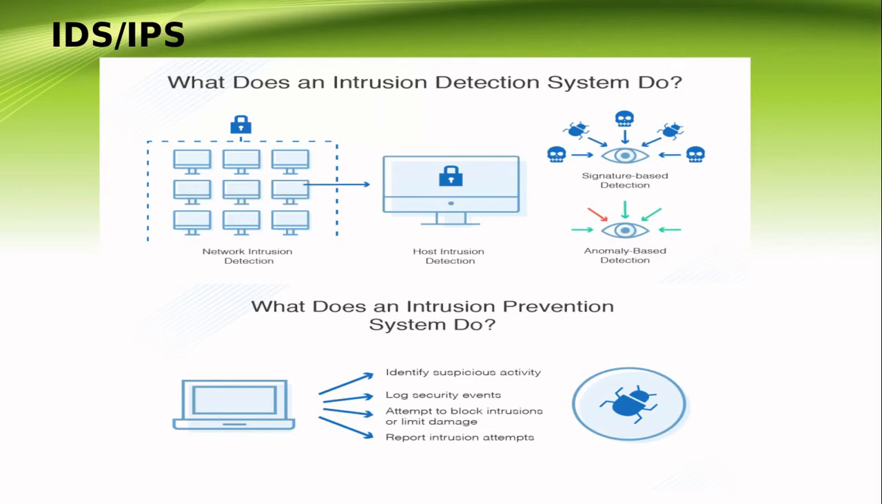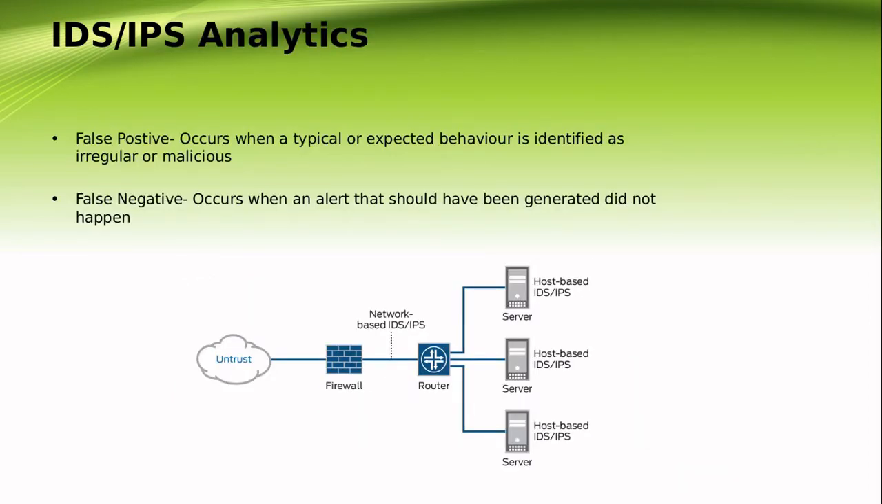When an IPS detects an attack, it can reject data packets, give commands to the firewall, and even sever a connection. IDS and IPS are similar in how they are implemented and operate. IPS can also be network or host based and can operate on a signature or anomaly basis. IDS and IPS analytics: false positive and false negative. A false positive occurs when your typical or expected behavior is identified as irregular or malicious, and a false negative occurs when an alert that should have been generated didn't happen.